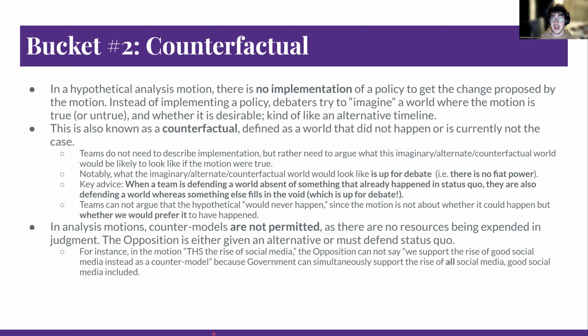And that's about it. They can't bring up an alternative. You can't be like, oh, we prefer a world where there are good superheroes as an alternative to a world with superheroes. You do not have that right. So don't try a counter model in analysis motions. This does not exist. You do not do that. For instance, in the motion, this house supports the rise of social media, the opposition cannot say we support the rise of good social media instead as a counter model, again, because the government could also simultaneously support the rise of all social media, and good social media is included in that.